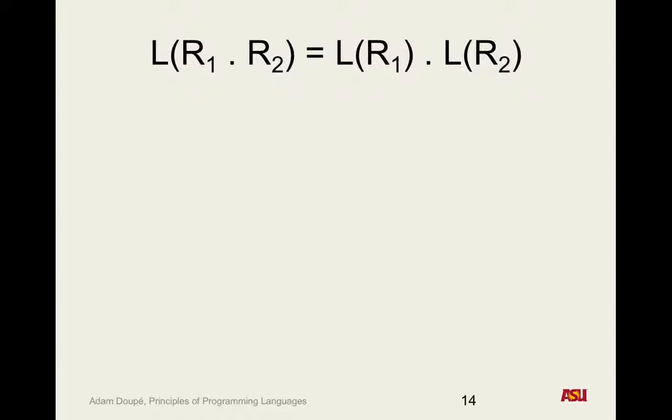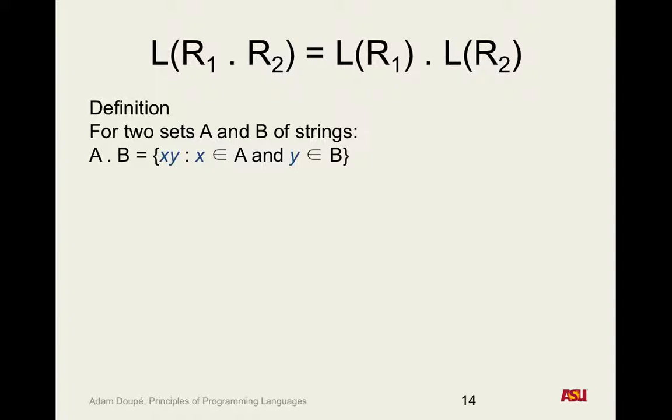Here, this dot operator is operating on what? Sets of? Of what? Strings. Yeah, sets of strings, exactly. So this dot operator we're going to define on sets of strings. For two sets A and B of strings, we're going to define A dot B as the set containing XY, where XY next to each other is string concatenation. So X concatenated with Y for all X in the set A and for all Y in the set B.